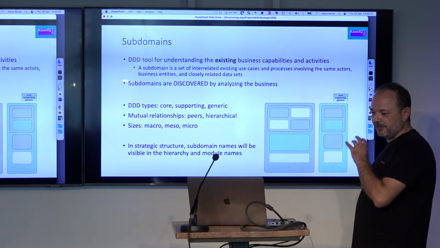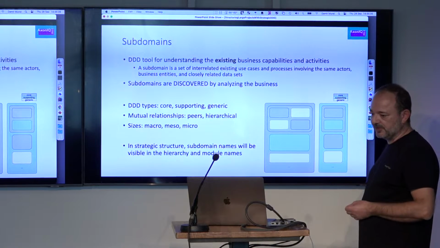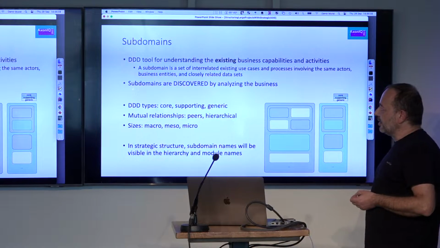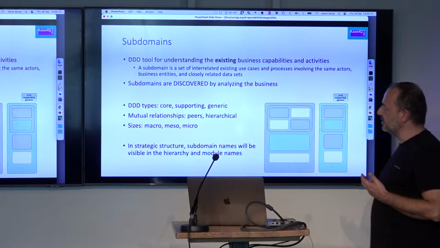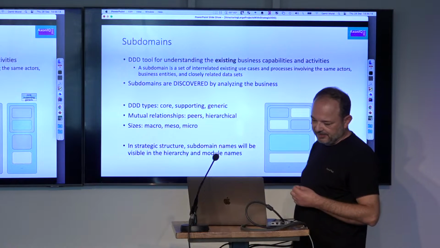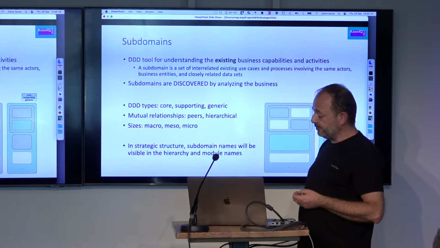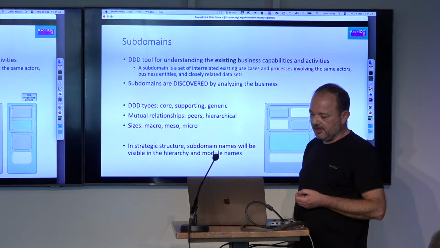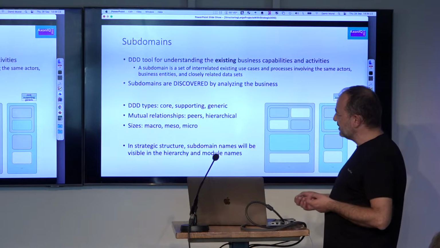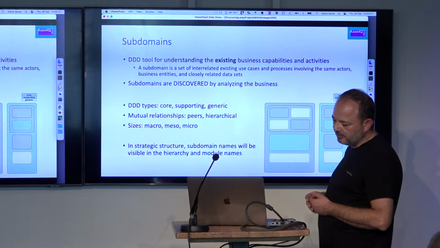Those descriptions will be very brief and quick. I guess you know all this stuff. So subdomains are a DDD tool for understanding existing business capabilities and activities. Subdomains are discovered when you are analyzing the business. DDD divides subdomains into three types: core, supporting, and generic.